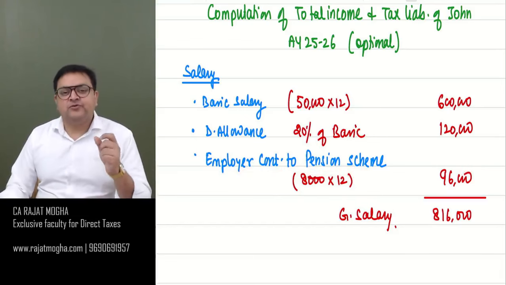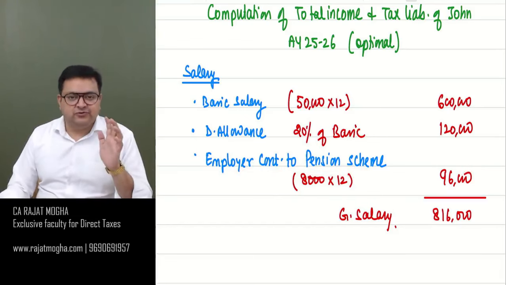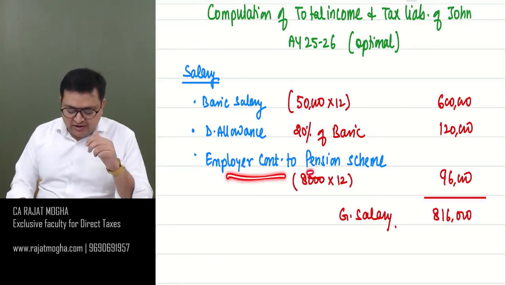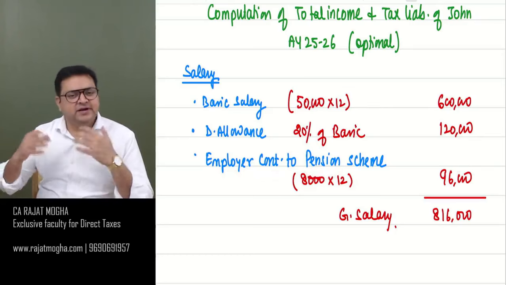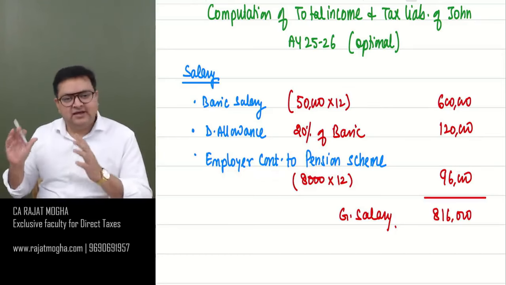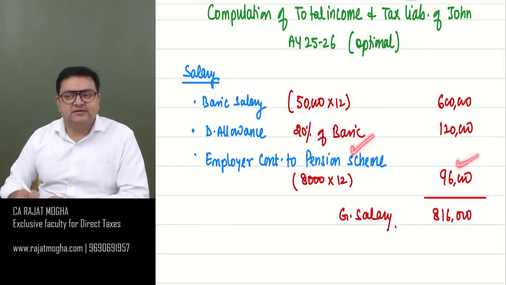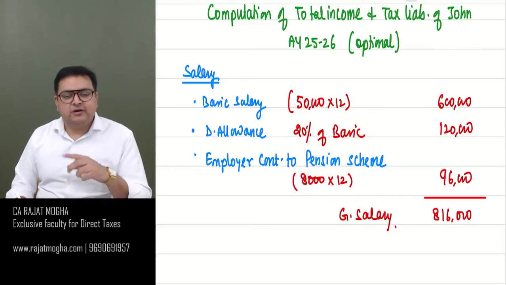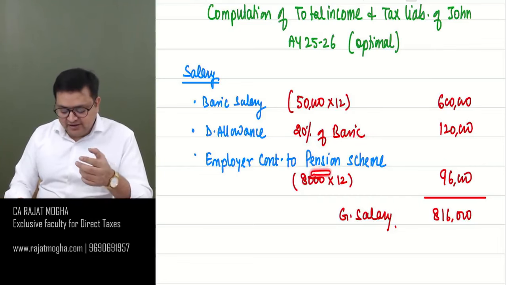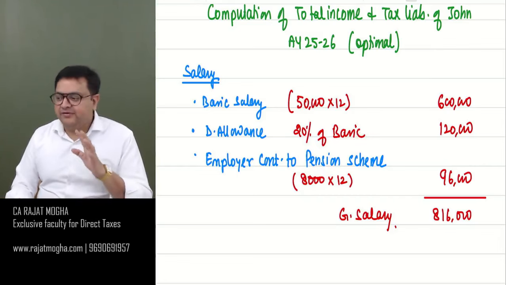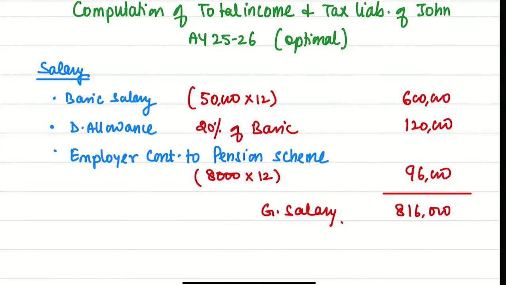Same concept goes for Agniveer Corpus Fund also. Employer contribution to Agniveer Corpus Fund, first make it fully taxable. Then we have a deduction in chapter 6A. Pension scheme, make it fully taxable. Agniveer Corpus Fund, make it fully taxable. Only for RPF, please give a deduction right here. Everybody understood this or not?